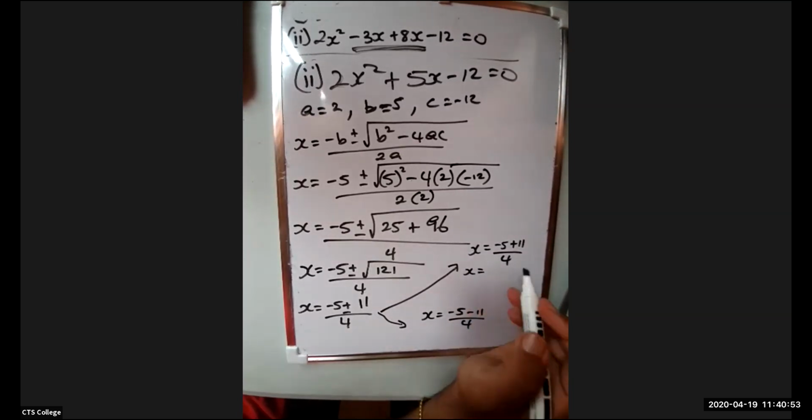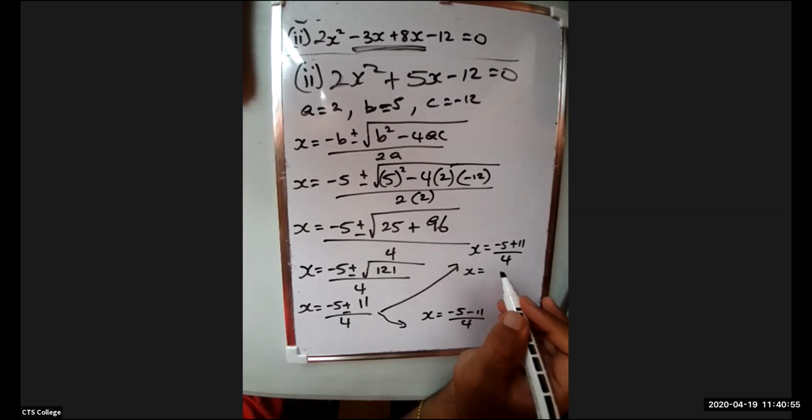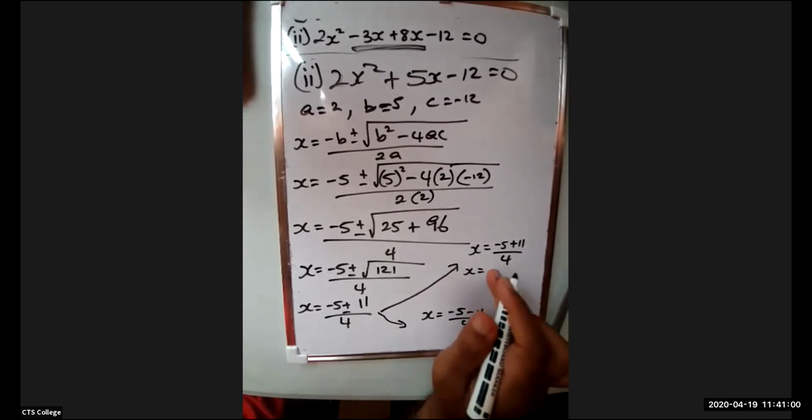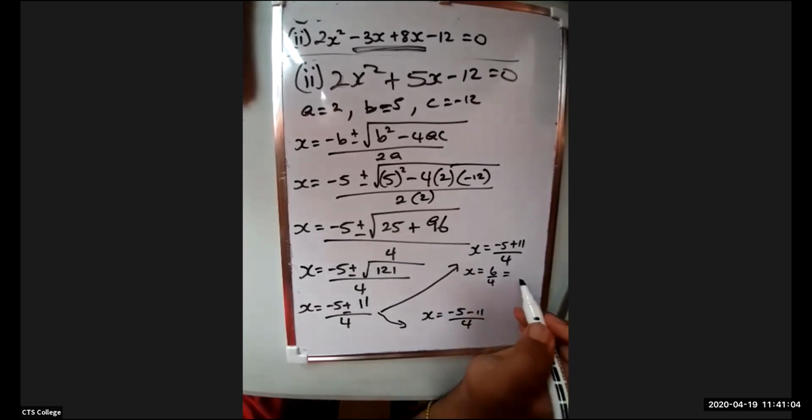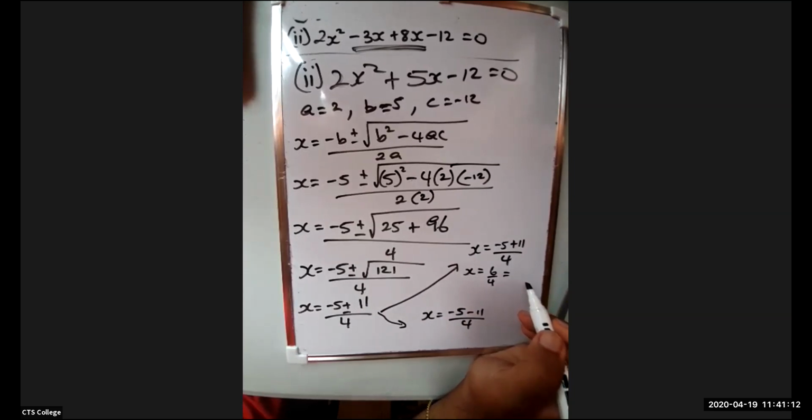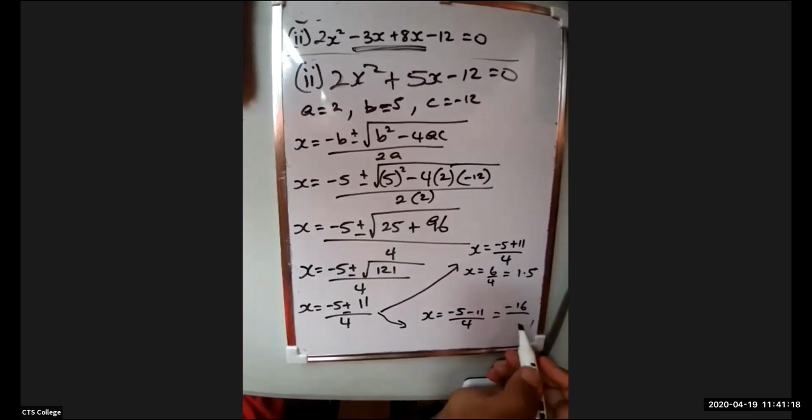So this will give us 6 over 4, which is 1.5. That is 1.5.